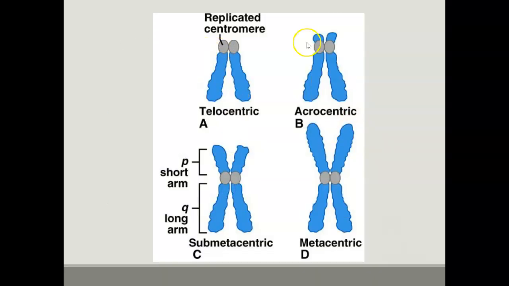So this is what a picture of this would look like. And remember, these are replicated chromosomes here. So again, you have telocentric, acrocentric, submetacentric, and metacentric. Essentially it's just telling you where the centromere is located. And it makes a difference then on the lengths of the arms, the P arm and the Q arm of our chromosomes.